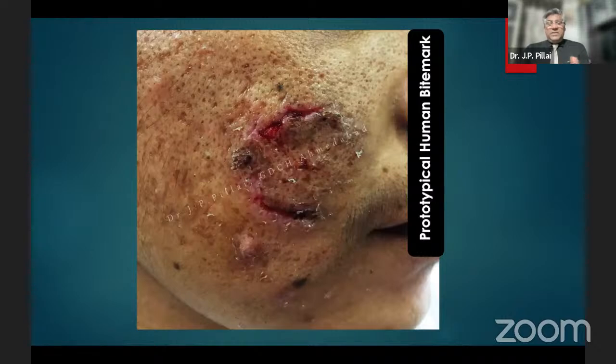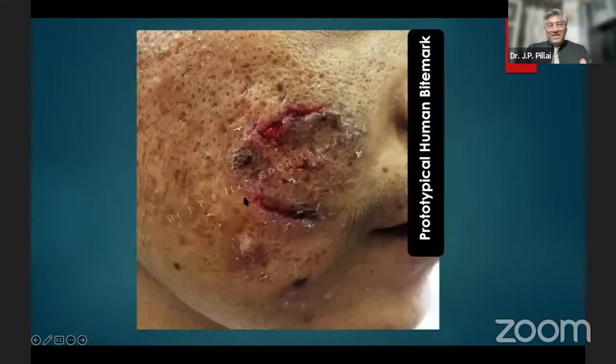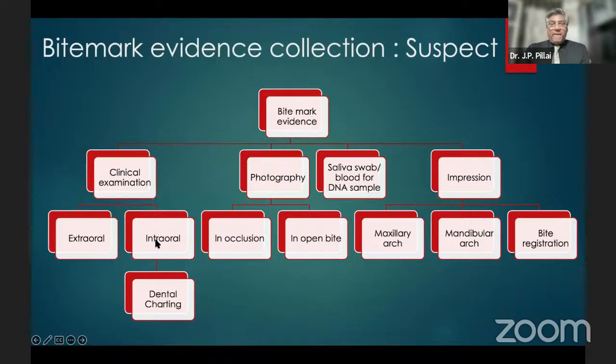Now, this is a typical prototypical human bite mark injury. You can very clearly make out the upper arch and the lower arch. This is one of the cases we got, and we took the impression, and the die was prepared, and we also have a permanent record of the injury. What you see here is the injury, the bite, and this is the ABFO scale I was mentioning.